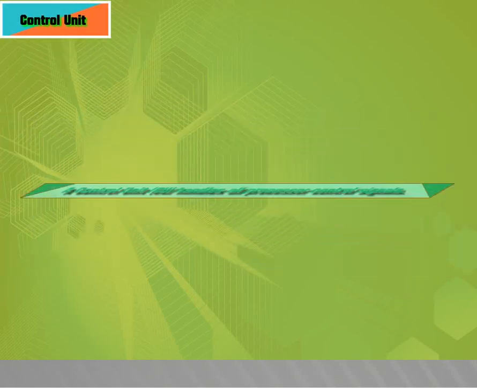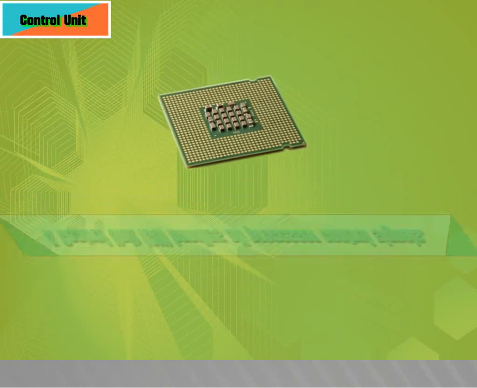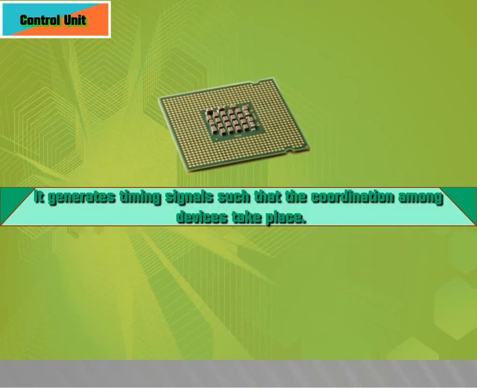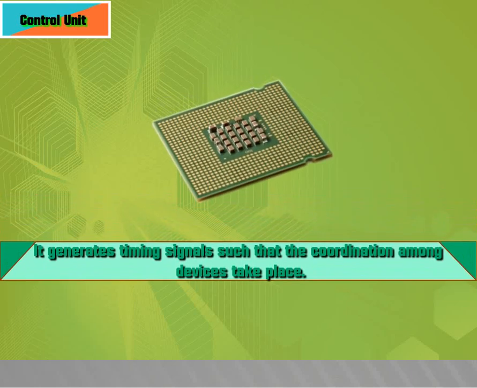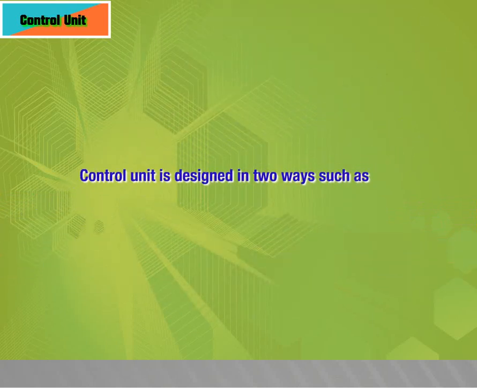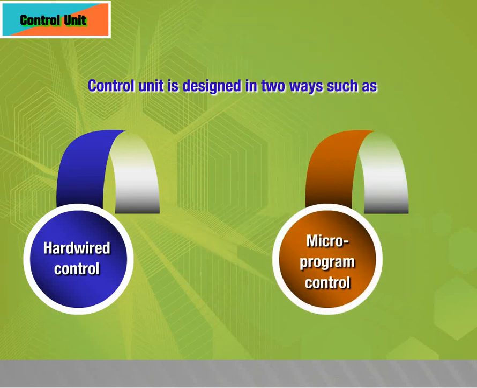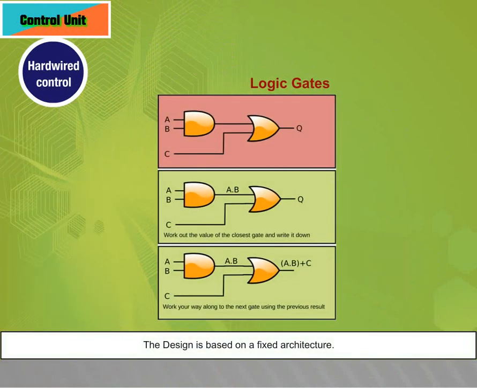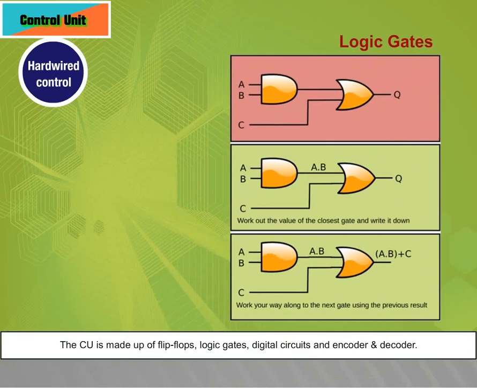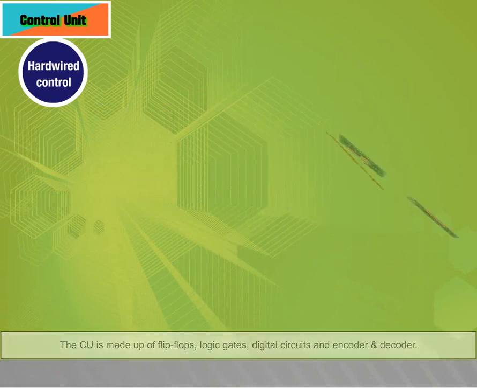Control Unit. A control unit (CU) handles all processor control signals. It generates timing signals such that the coordination among devices takes place. Control unit is designed in two ways such as hardwired control, microprogram control. Hardwired control. The design is based on a fixed architecture. The CU is made up of flip-flops, logic gates, digital circuits, and encoder and decoder.